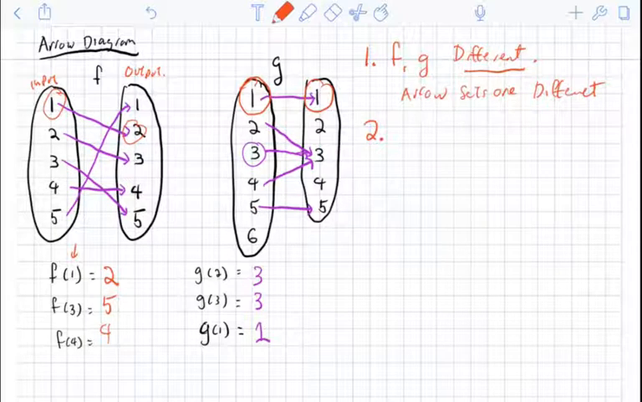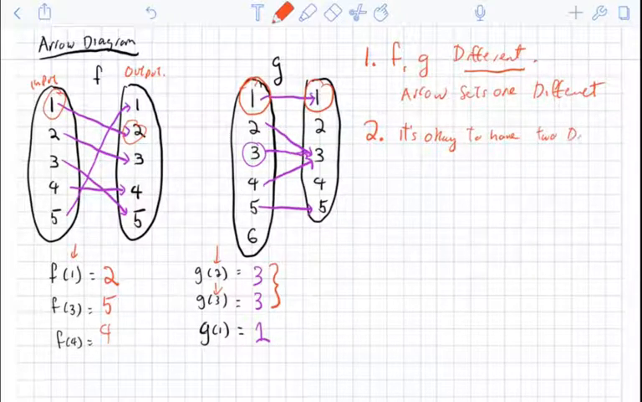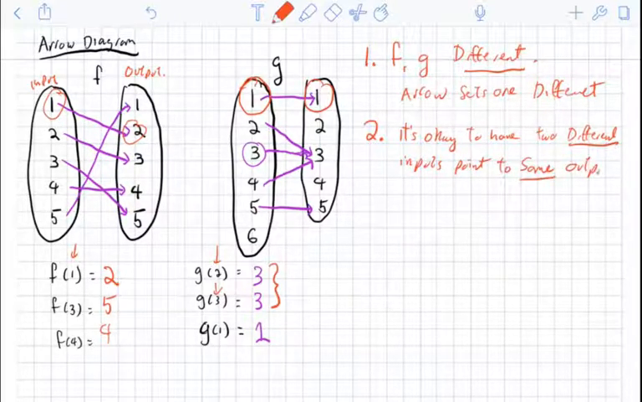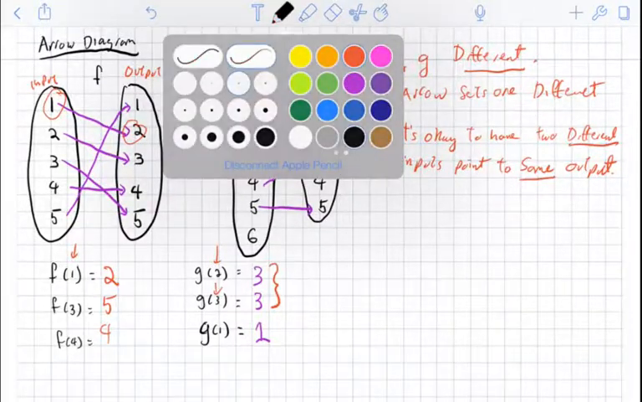Second, I want you to note something here. Both of these inputs, 2 and 3, go to the same output. And that's okay. That's fine. It's okay to have two different inputs point to the same output. You can have a function, heck, polynomials do that all the time. So now for something new, the domain.